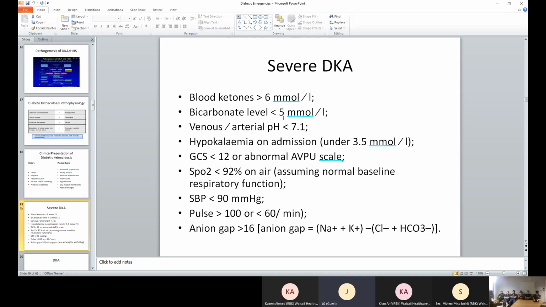Can you give some examples of which patient groups you would feel would go into the severe category? Young and the elderly. Okay, so elderly, renal impairment, and younger. Why is young a problem? What problems could you expect?